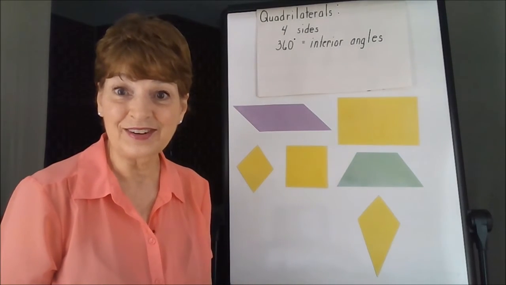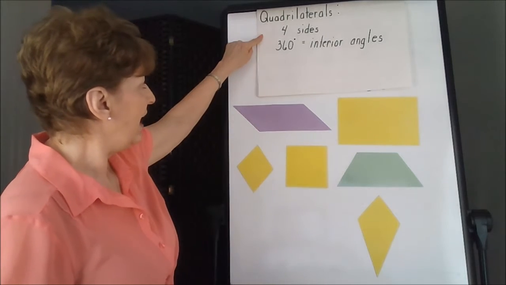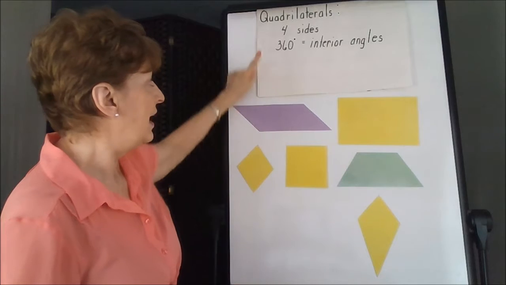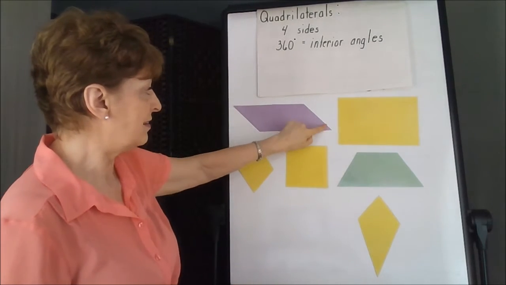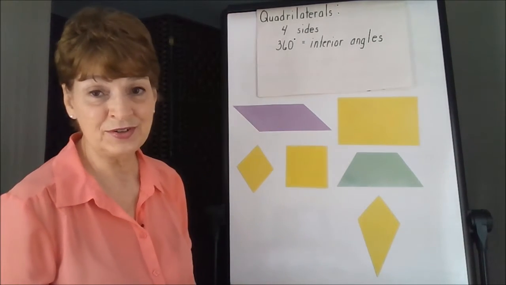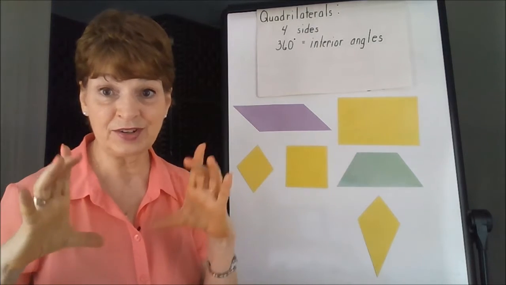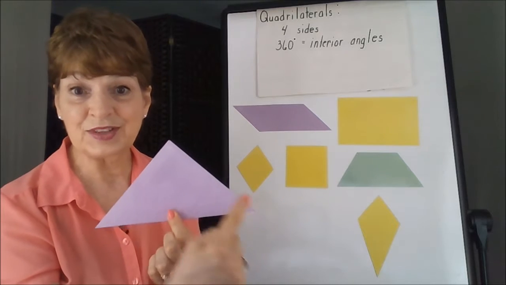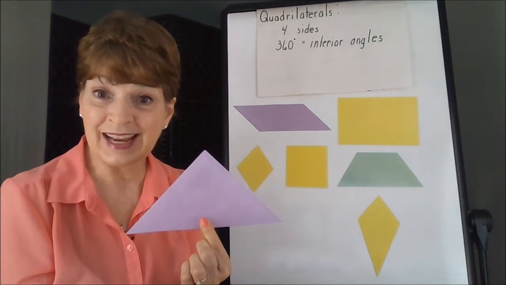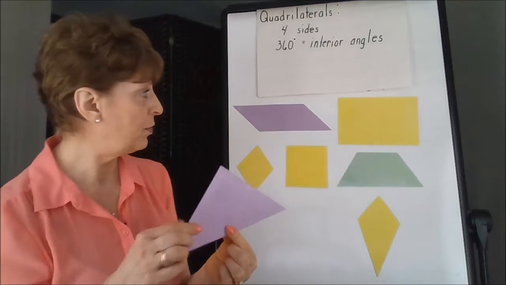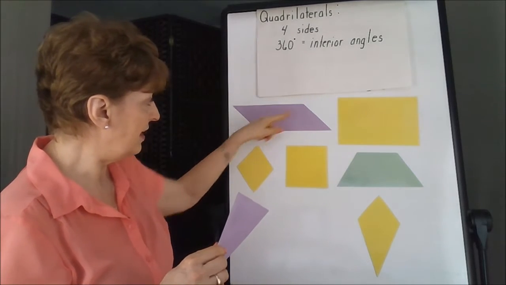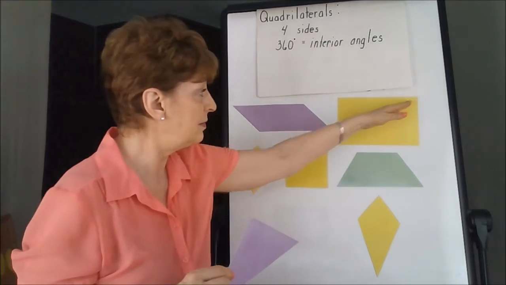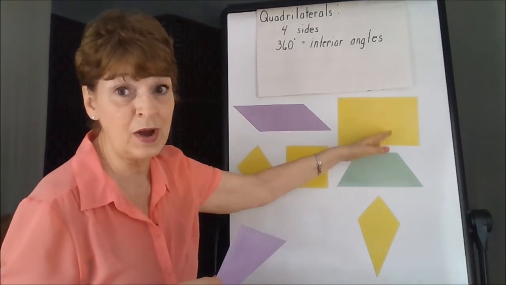The quadrilateral family. Each of these shapes has 4 sides, and all of the interior angles measure 360 degrees. 360 degrees is in a complete circle. The 3 vertices of the triangle gave us 180 degrees. If we cut any quadrilateral on the diagonal, we're going to get 2 triangles in the quadrilateral.